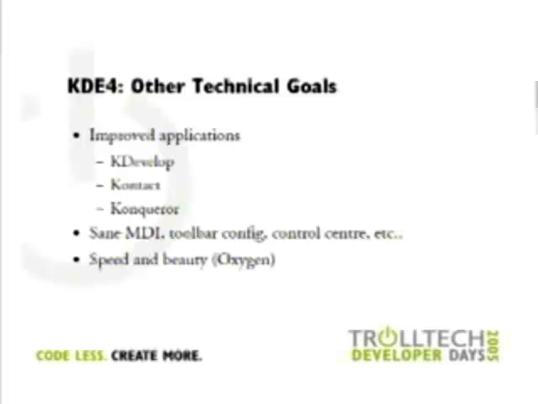Other technical goals in KDE 4: we are looking at improving our application suite, whether that's KDevelop or Contact or Konqueror. We're looking at providing a better MDI library. We've got a couple of implementations that we're discussing which one to use. A more intuitive toolbar configuration, an improved control center. We're also looking at the speed of KDE and the beauty of it in general. We've got a project called Oxygen with several artists working on it, and their whole goal is to make the icons and the widgets actually look really, really nice. There's my last slide.